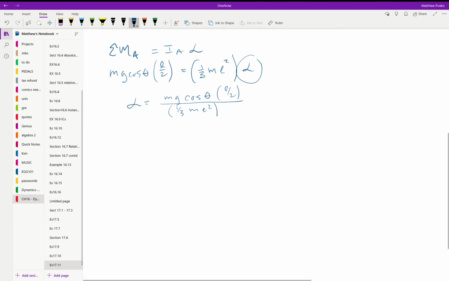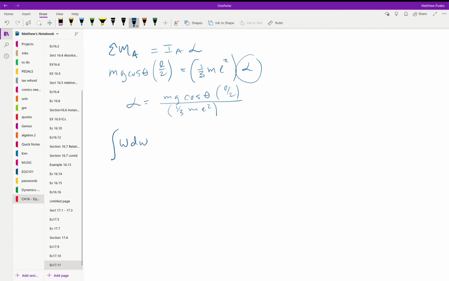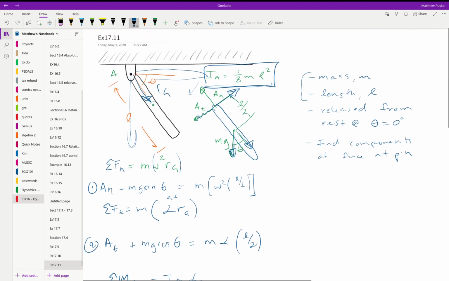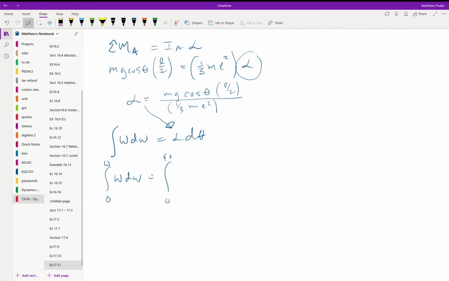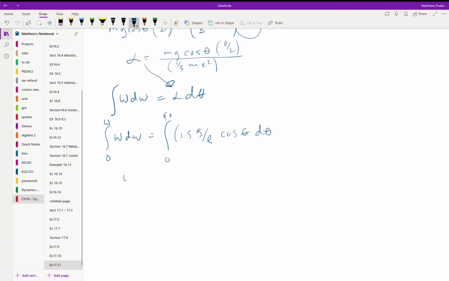Now, what we're going to want to do is use this equation. We can put alpha into here and eliminate it. So I'm going to integrate omega from 0 to omega, and I'm going to integrate from rest, which is 0 degrees up here, to the 90 degrees. And we get 1.5 g over L cosine theta d theta when you simplify that. And when integrated, we get omega squared is equal to 3 g over L.